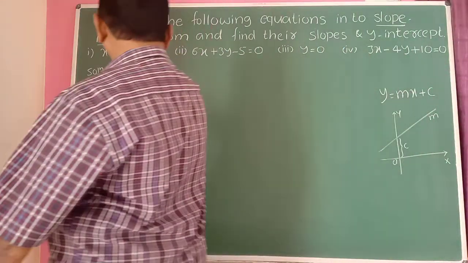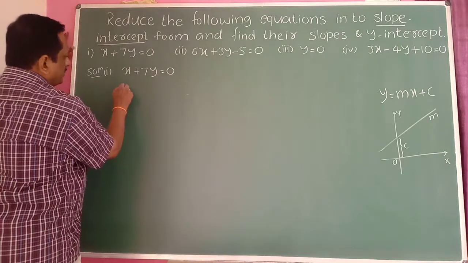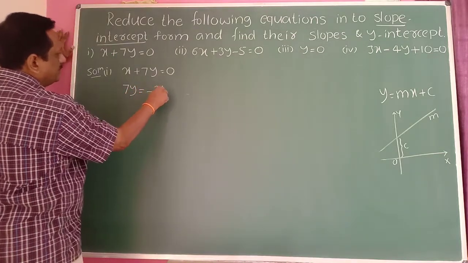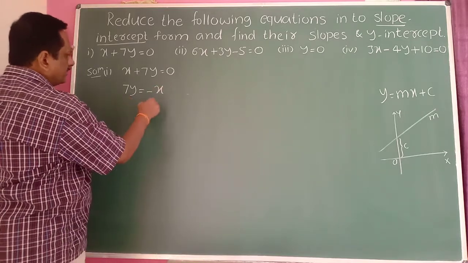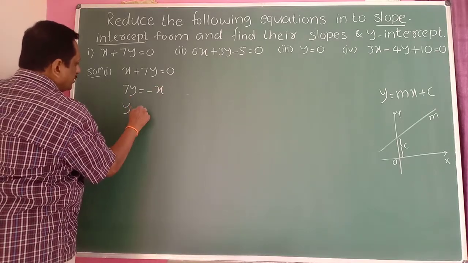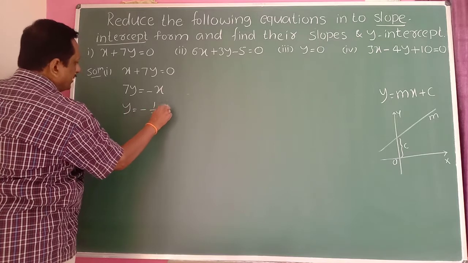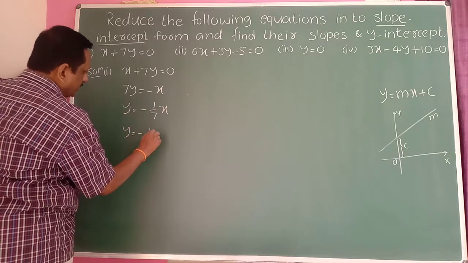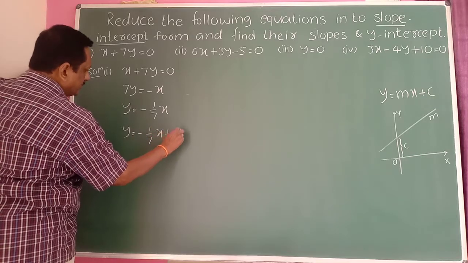Therefore, take this x to the right hand side. So 7y is equal to minus of x. Take 7 to the right hand side. y is equal to minus 1 upon 7 into x. You can write this one as minus 1 upon 7 into x plus 0.